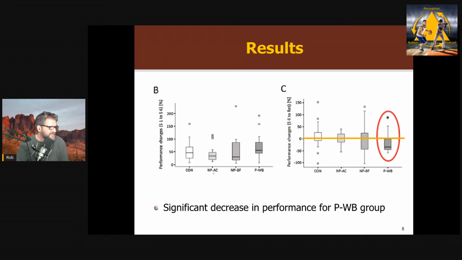Another way they expressed this was the change in performance from the end of training to the retention period, right? So on the left is showing the acquisition phase, the change in performance from session 1 to 6. So higher is better here. There you can see everybody is improving. All the groups are improving at the main A task of balancing on the lab board. There's no significant differences between the groups.